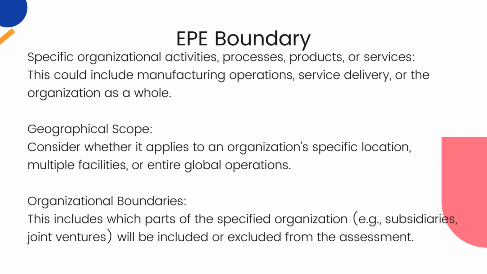EPE Boundary. Specific organizational activities, processes, products, or services. This could include manufacturing operations, service delivery, or the organization as a whole. Geographical scope. Consider whether it applies to an organization's specific location, multiple facilities, or entire global operations. Organizational boundaries. This includes which parts of the specified organization, for instance, subsidiaries, joint ventures, will be included or excluded from the assessment.